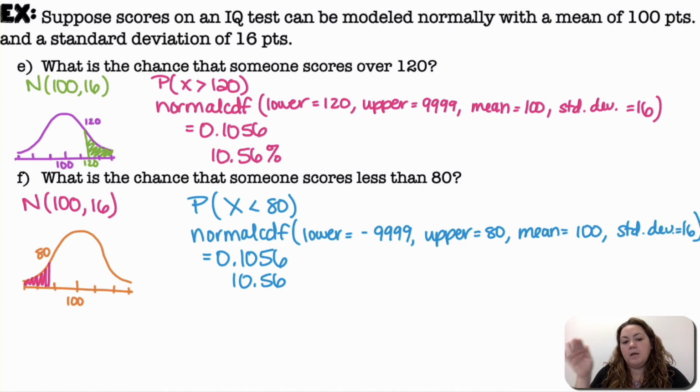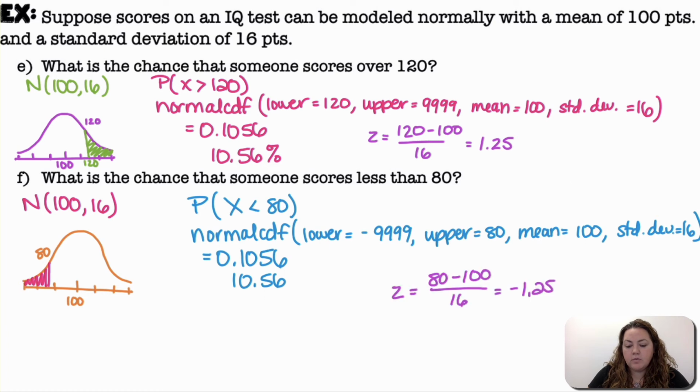Okay, you can kind of see that those were the same number of standard deviations. One was above the mean, one was below the mean. So you're going to get the exact same percent. Okay, so if I calculated the z-scores, this one had a z-score of 1.25. This one had a z-score of negative 1.25. And because it's a symmetric model, the area under the curve is going to be the same on both sides if they're equal distance from the mean.